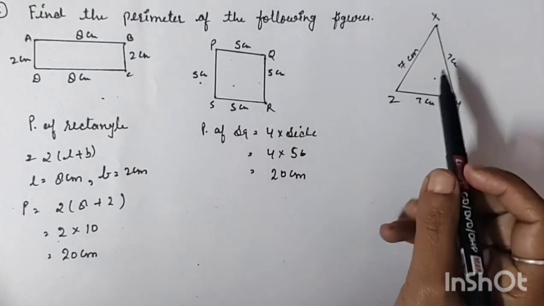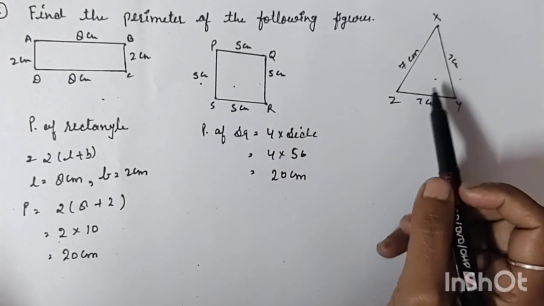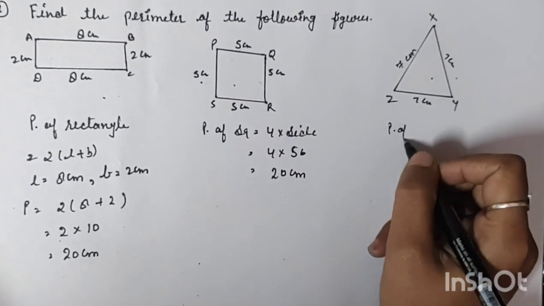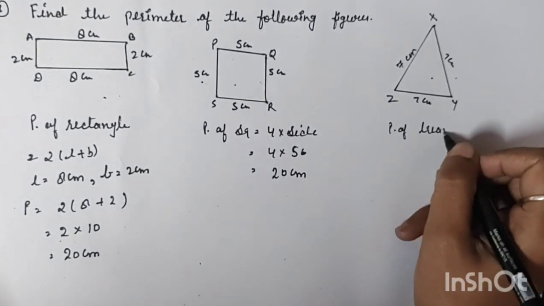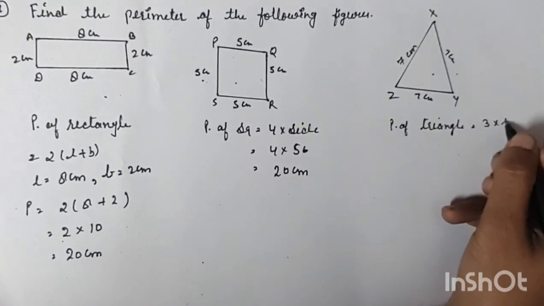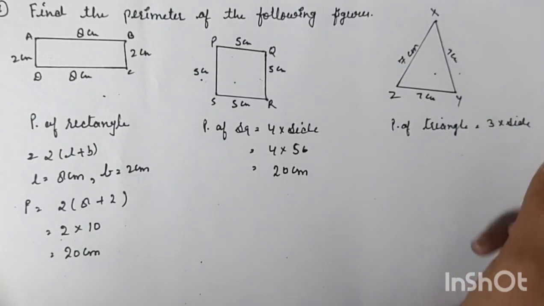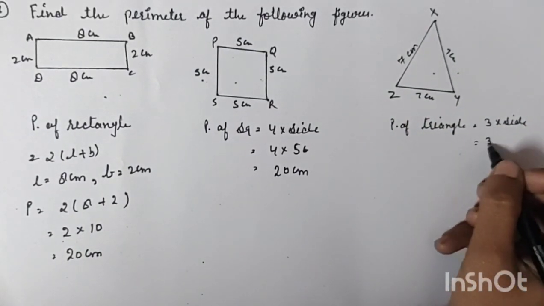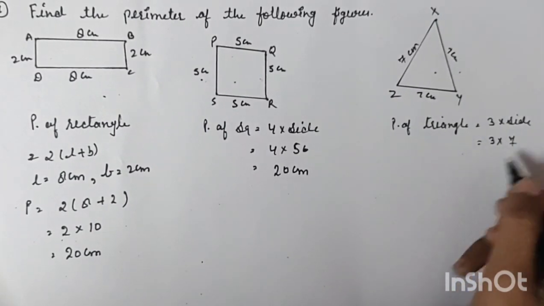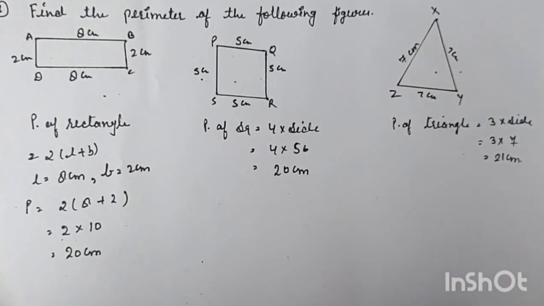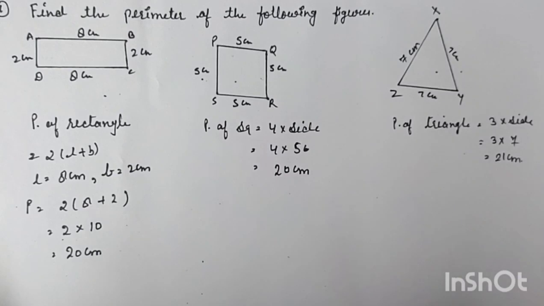Our next question is to find the perimeter of the given triangle. All the sides are equal, so what is the formula for the perimeter of a triangle? Perimeter of a triangle equals 3 into side. It will be applied only when all the sides are equal, right? So 3 into what is the value of side? 7. 3 sevens are 21 centimeter. In this way we can find the perimeter of the given figures. Understood, everyone?